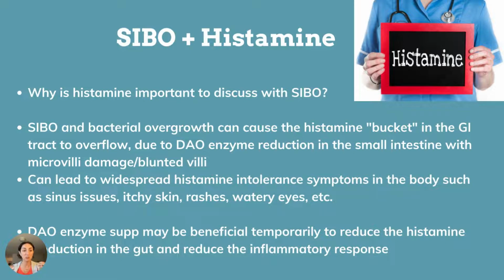Then you could see issues like sinus problems, itchy skin, rashes, watery eyes, allergies, all these histamine problems where you just have too much histamine in the body, and that's influenced directly by what's going on in the gut. So we'll chat if I think this is appropriate for you, if you may need a DAO enzyme supplement temporarily to reduce the histamine production and reduce the inflammation.